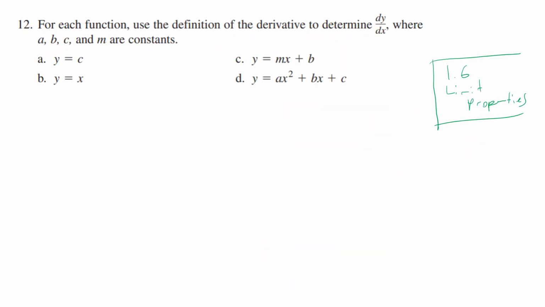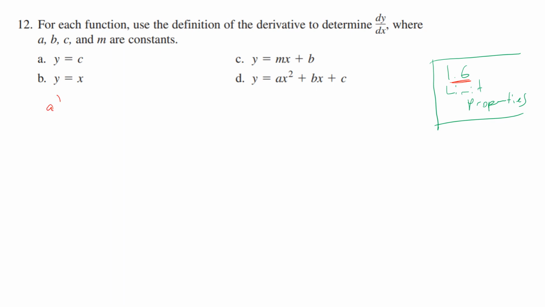So this question is going to be mainly based on limit properties. If you want to review that, it's video 1.6 on our channel or on the website. For this one, it says for each function, use the definition of the derivative to determine dy over dx, where a, b, c, and m are constants. The only confusing part is if you're not familiar with the use of dy over dx. Other than that, it's fairly easy.